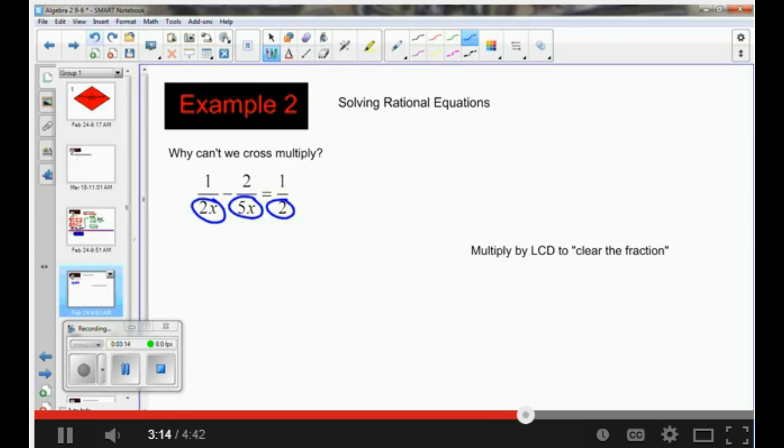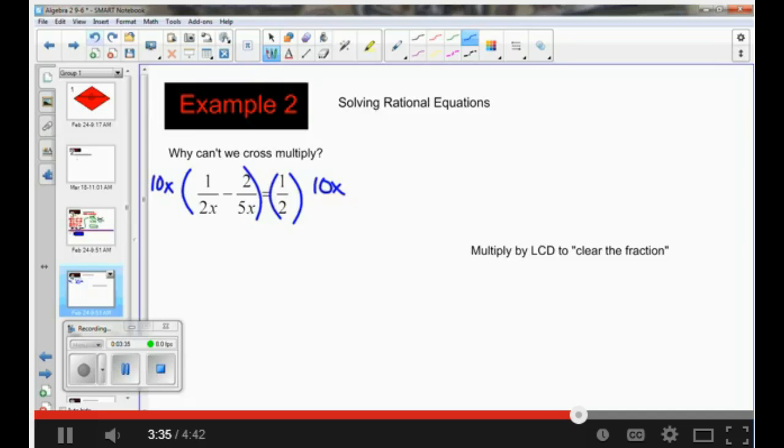Well, let's start with the coefficients. 2 and 5, I've got to have a 2 and a 5. That means I need a 10. I've got to have an x. So 10x is going to be my least common denominator. So that means I'm going to multiply the left-hand side of the equation by 10x and the right-hand side of the equation by 10x as well.